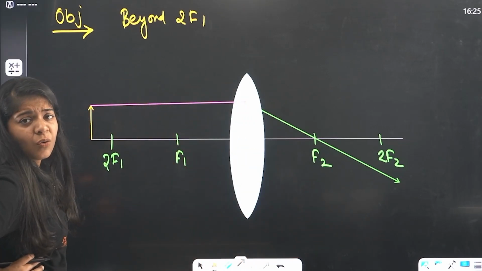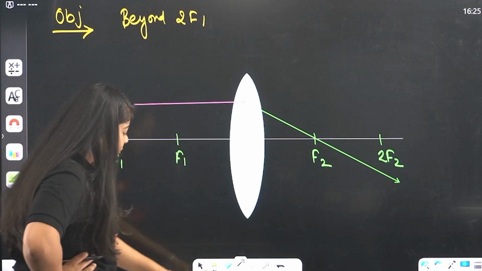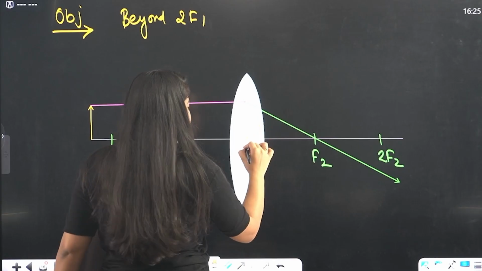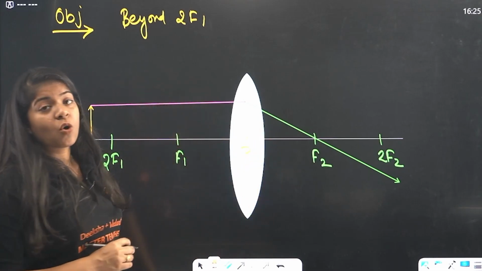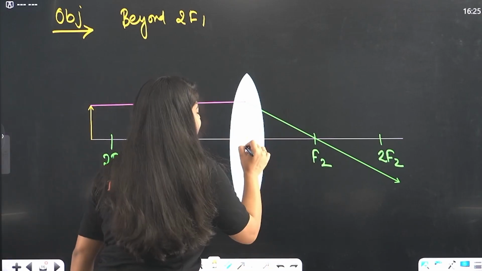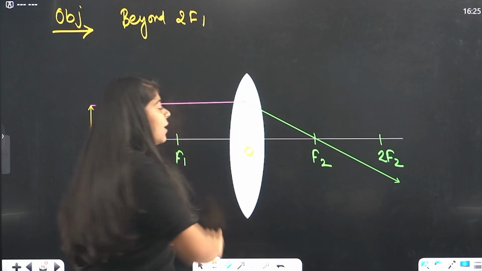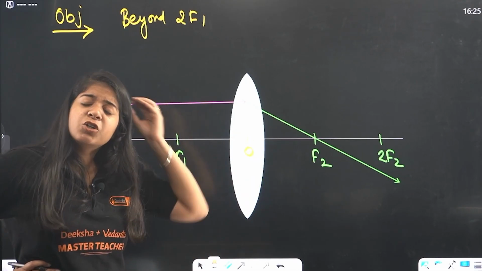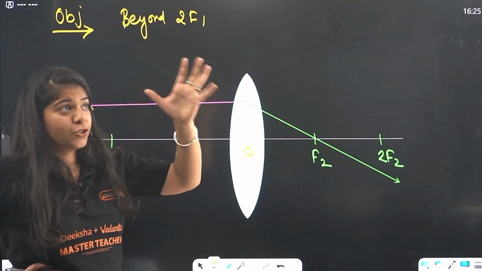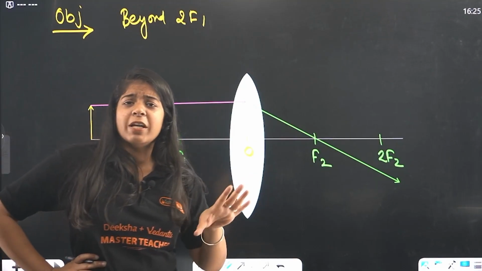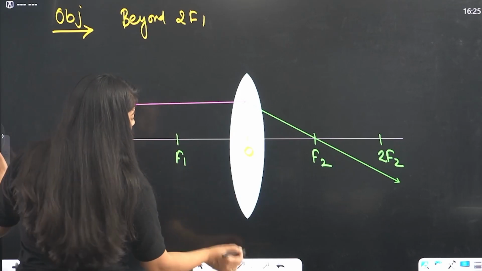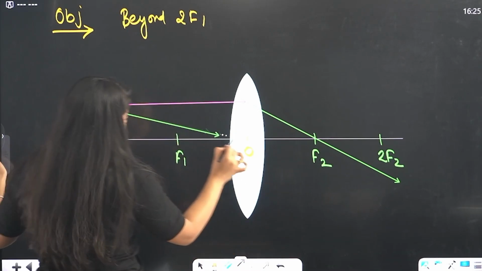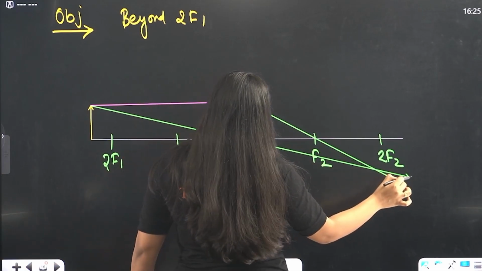Now, where will the next ray go? You have to remember one more thing. Just as the center of the mirror was called pole, the center of this lens is called the optical center, right? Now, if a ray passes through this optical center, it does not show any refraction or bending, and the ray will go direct.